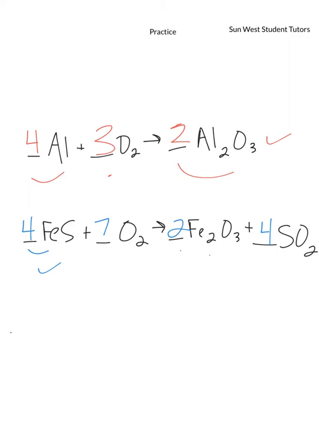4 times S, or 4 times 1 for sulfur, and then over here, 4 times 1, so this is good again. And then we have 7 times 2 for oxygen, so that's 14 oxygen. And over here we have 2 times 3, which equals 6. And then we have 4 times 2, which equals 8. So once we add these, we get 14, which is now completely balanced.